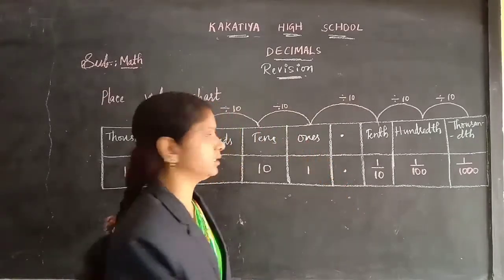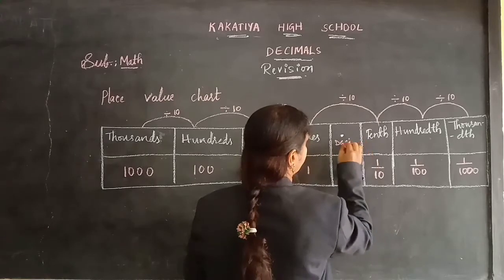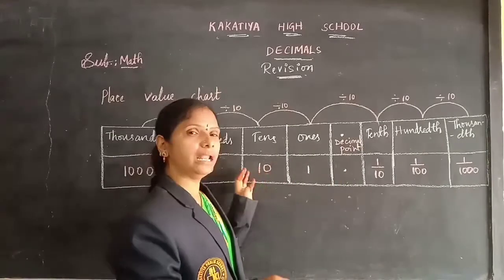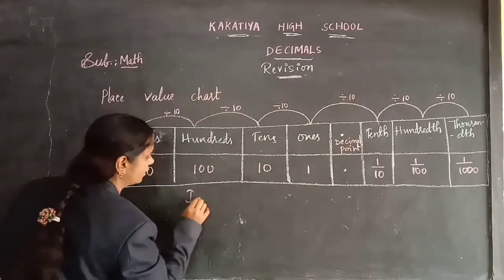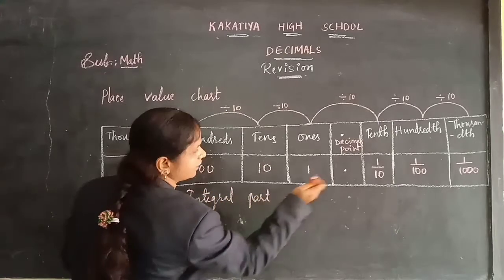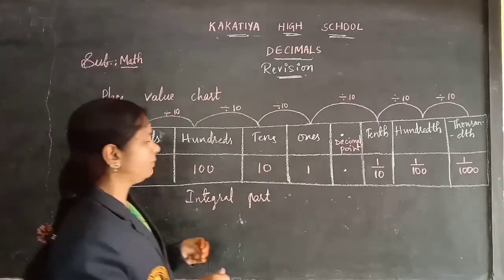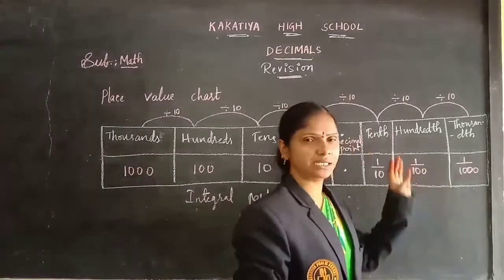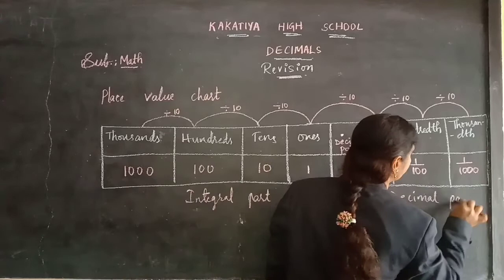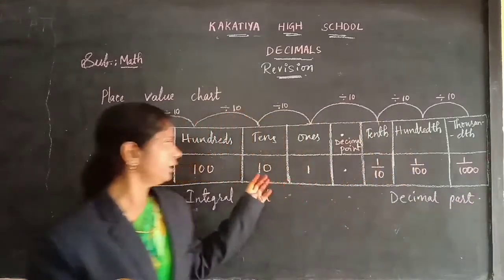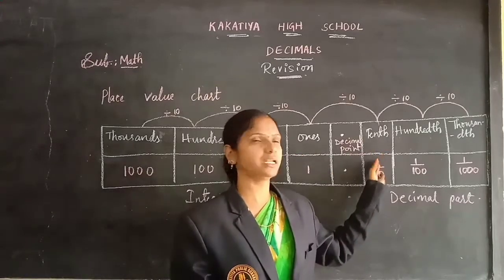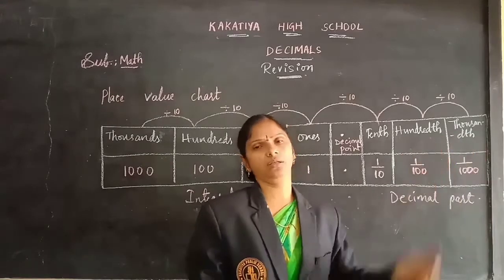This is a decimal point. The places to the left of the decimal point are the integral part. We call it the integral part. The decimal point's left side places will be the integral part, and the right side places will be the decimal part. The integral part starts from ones, tens, hundreds, thousands, and the decimal part starts from the 10th, 100th, 1000th places.